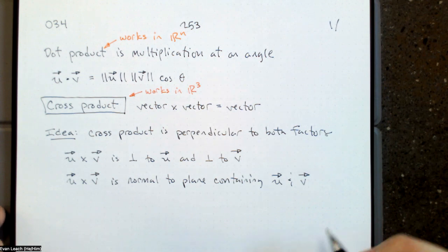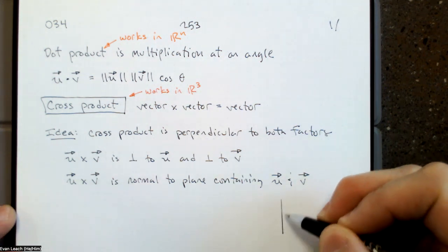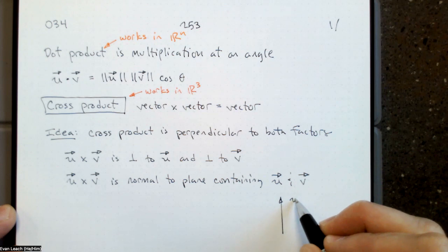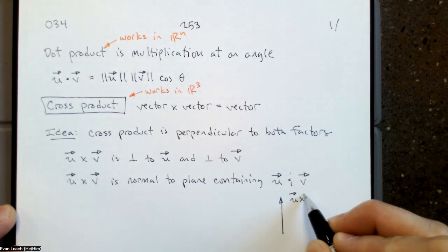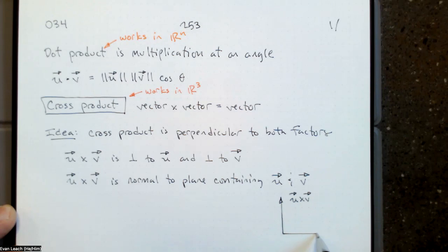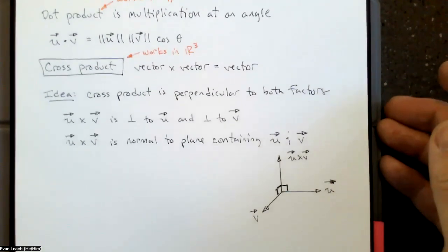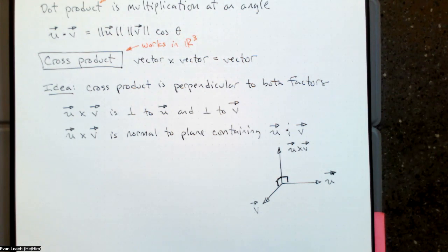So visually, u cross v is perpendicular to the vector u and perpendicular to the vector v. It's normal to the plane containing u and v.